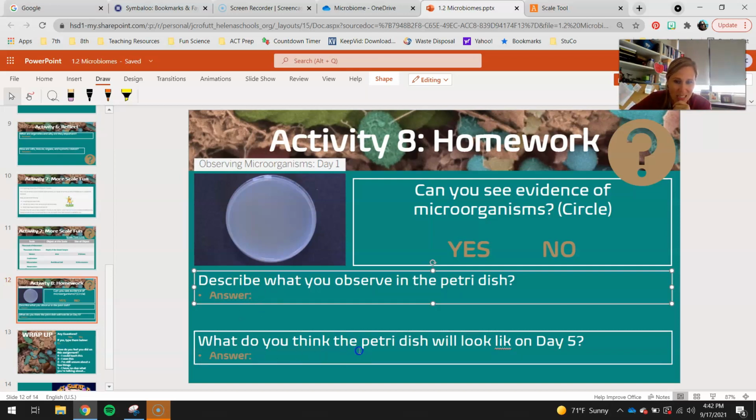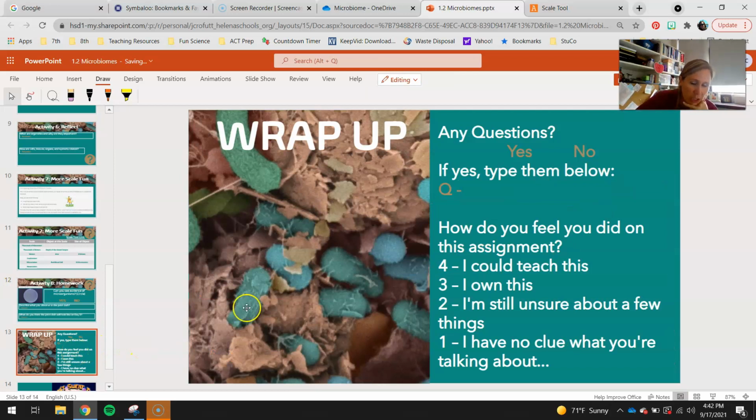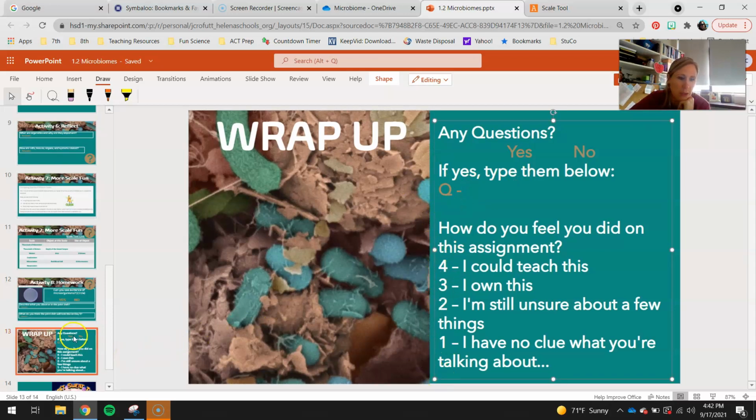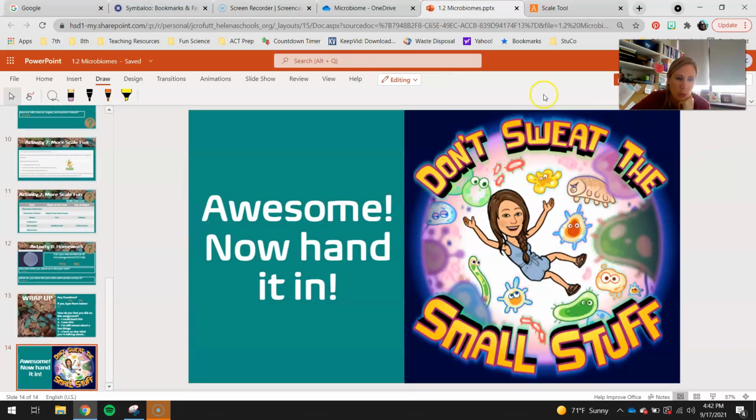And then what do you think the Petri dish will look like on day 5? If we let this sit in an incubator for 5 days, what do you think it might look like? Okay, go ahead and complete your wrap up. Any questions, yes or no? If you have any, type them below. And then 4, 3, 2, 1, how do you think you did? That is a mandatory thing to do. And now you are all done for today.